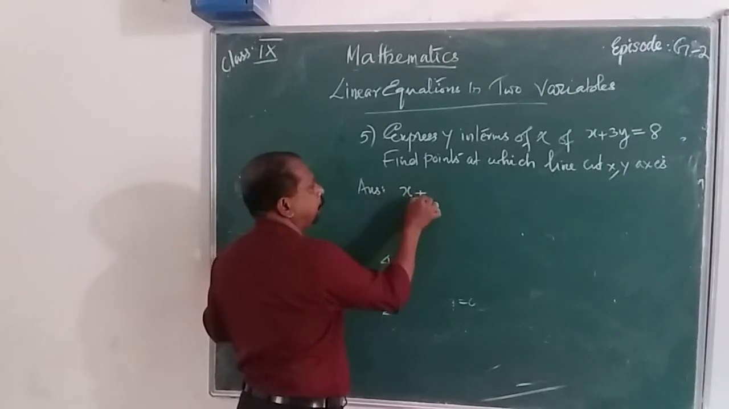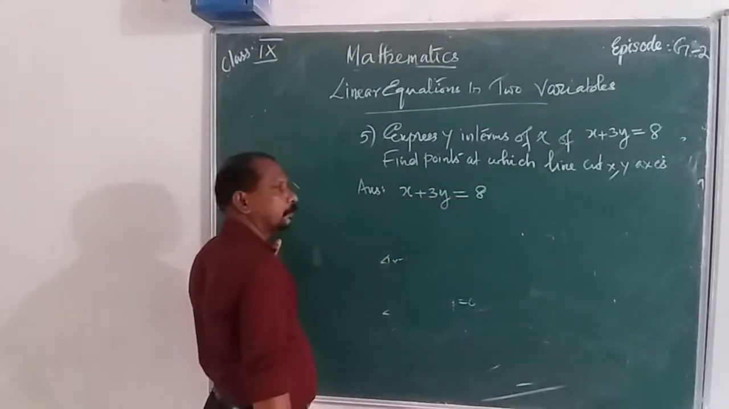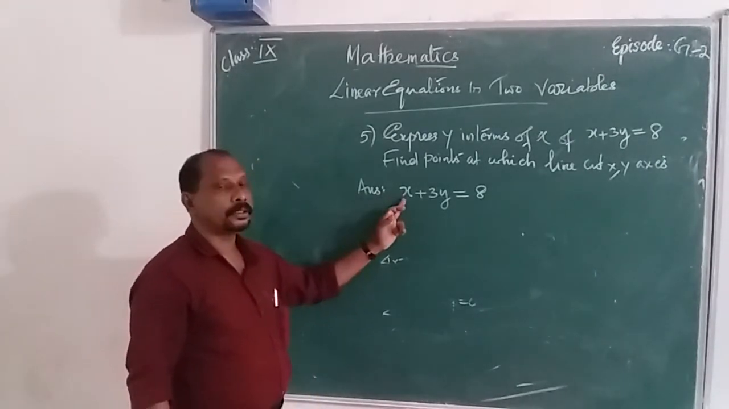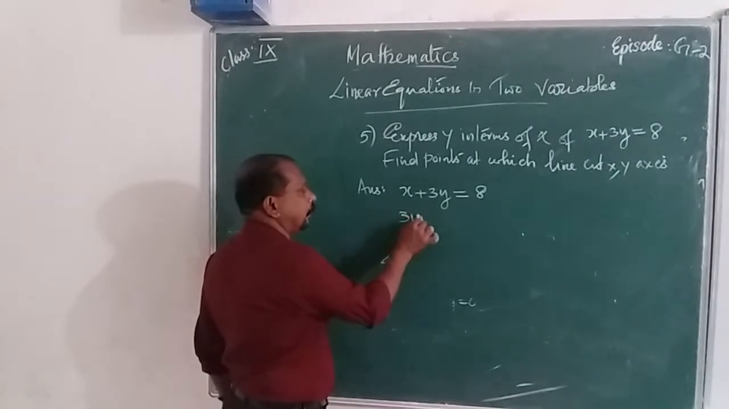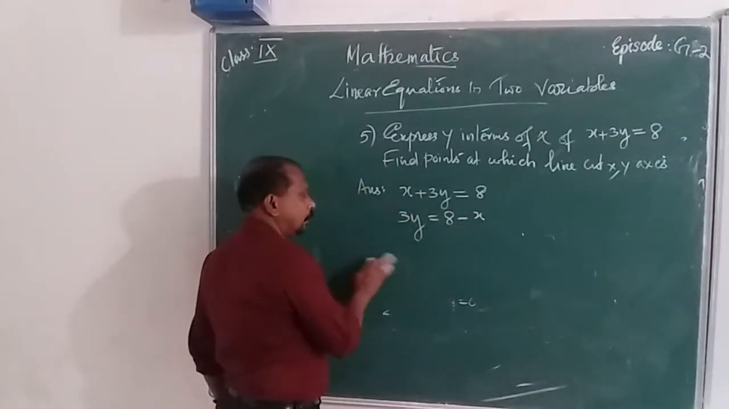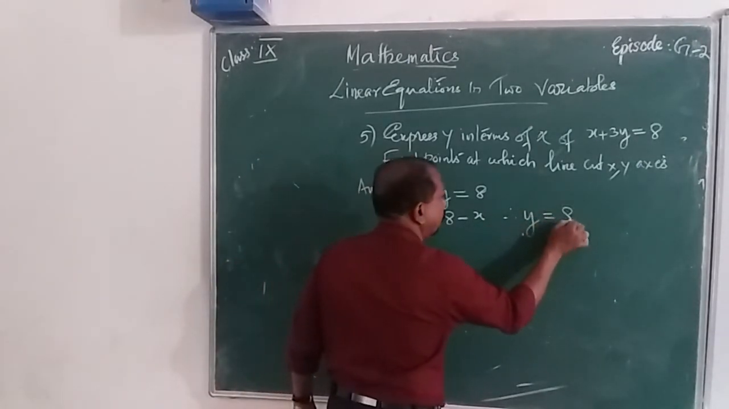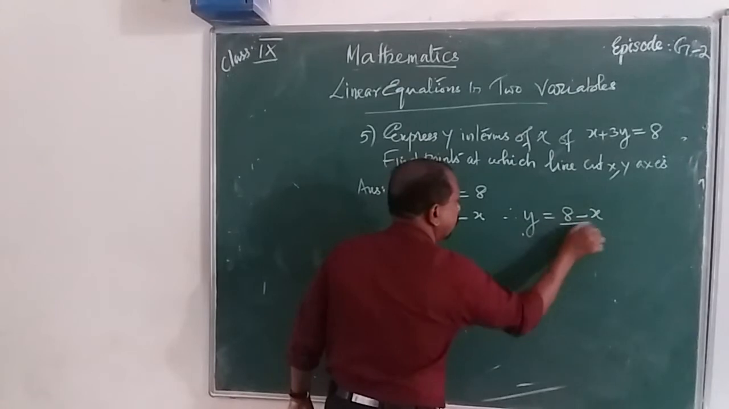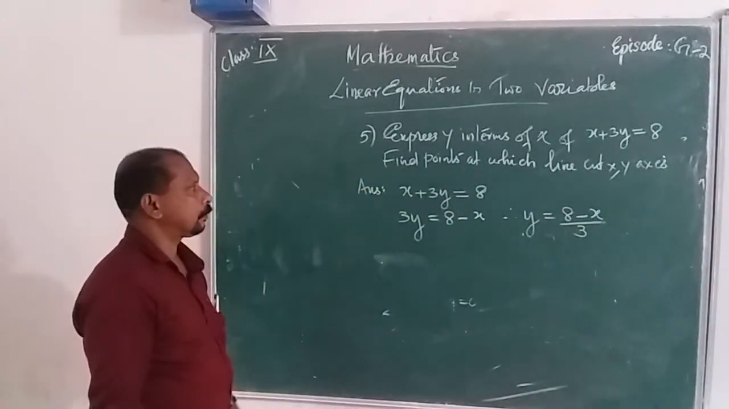x plus 3y is equal to 8 is the linear relation. Shift x to the right. Therefore, 3y is equal to 8 minus x. Then what is y? Therefore, y is equal to 8 minus x whole divided by 3. That is the first answer.